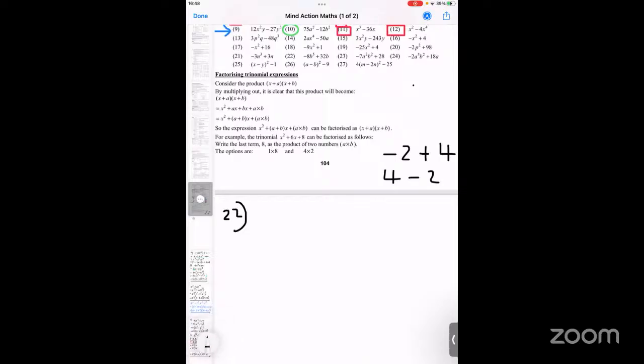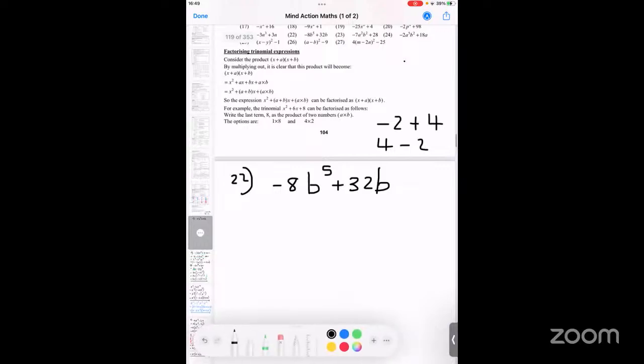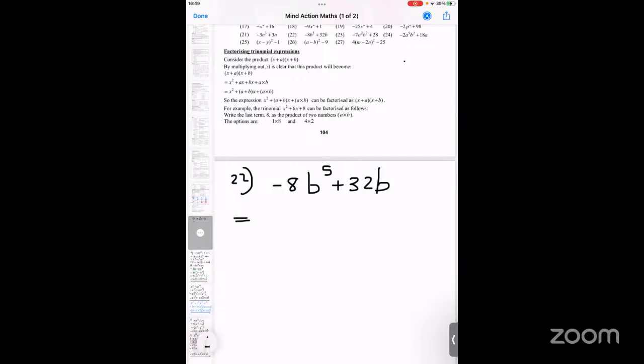22, you are having -8b to the 5 that you plus it by 32b. Can you see that one, Langelihle? Yes, I can see. Let's see how far you can go with that one. So for every step, as soon as you know what should be the first step, you can just let me know. Then I'm going to write it down.